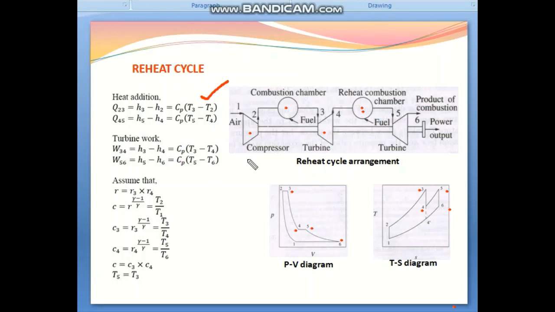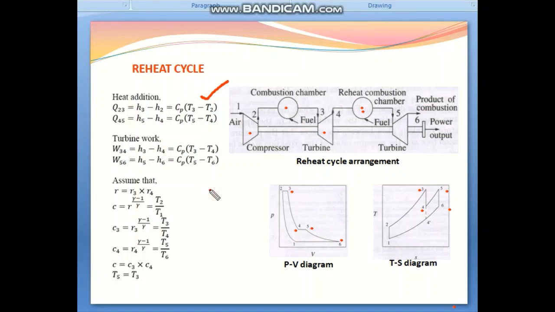And since two turbines are present, we can write W 3 to 4, that is H3 minus H4, or Cp into T3 minus T4. This is the turbine expansion process. And again W 5 to 6, or H5 minus H6, that is Cp into T5 minus T6. This is the 5 to 6, the second turbine expansion process.